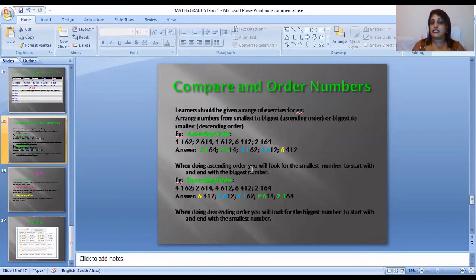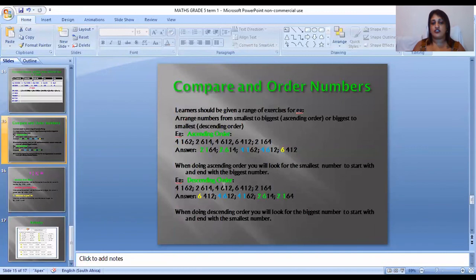When doing ascending order, you look for the smallest number, as I said, to start with, and you'll end up with the biggest number. Now, descending order is the opposite. We'll start with the biggest number, and we'll end up with the smallest number. Let's go again. Here again, the biggest number starts with 6. No other number starts with 6, so I can put that down immediately: 6,412. Now, the next biggest number starts with 4: 4,1 and 4,6. Now I have to take the bigger one because it's descending order. So I'll start with 4,6,1,2. Then I'll go to 4,1,6,2 because 4,6 is bigger than 4,1.